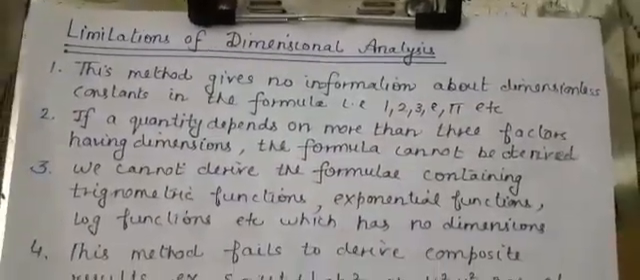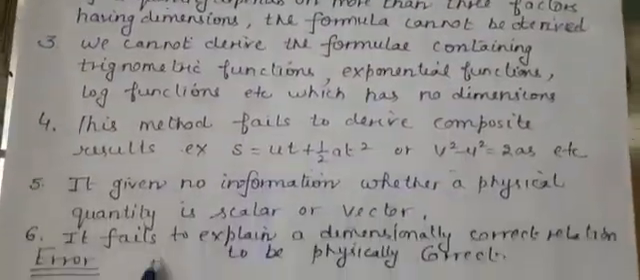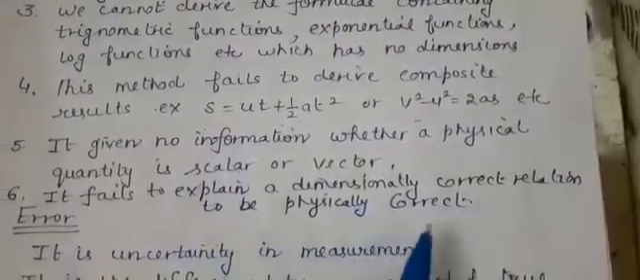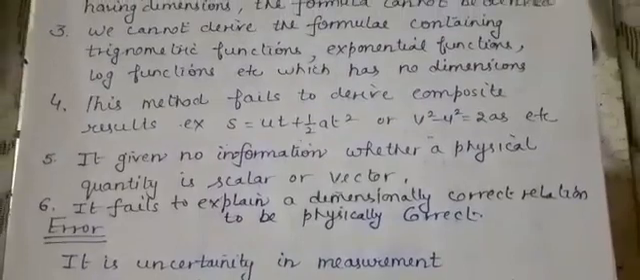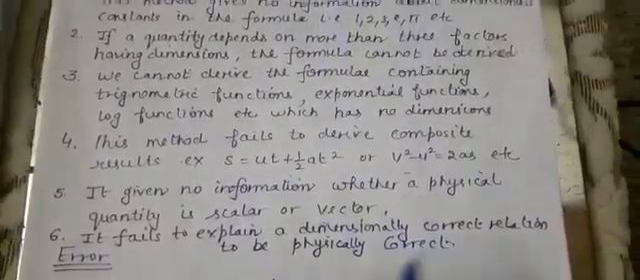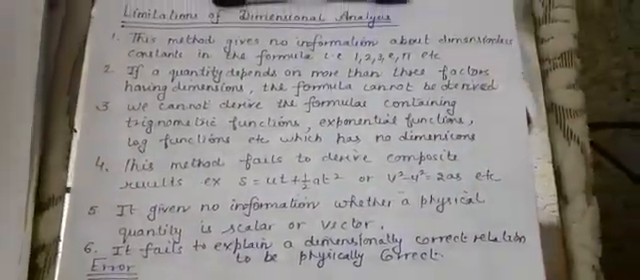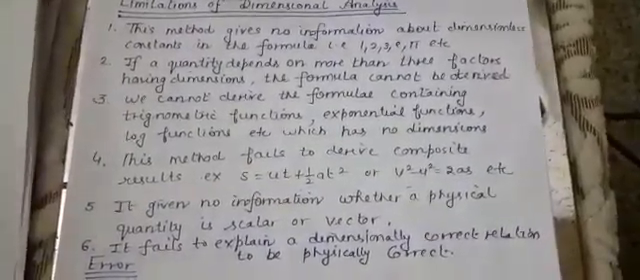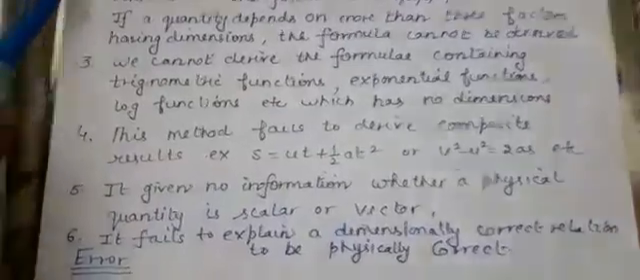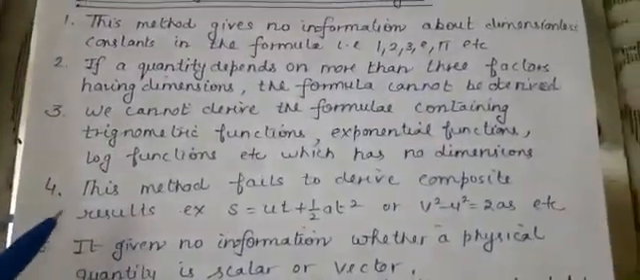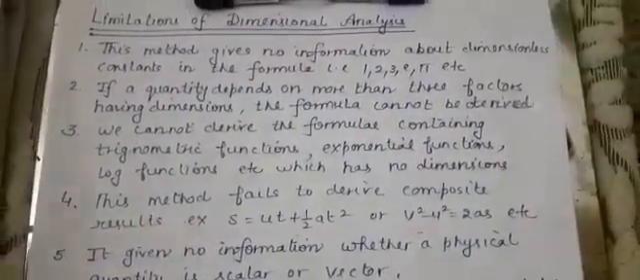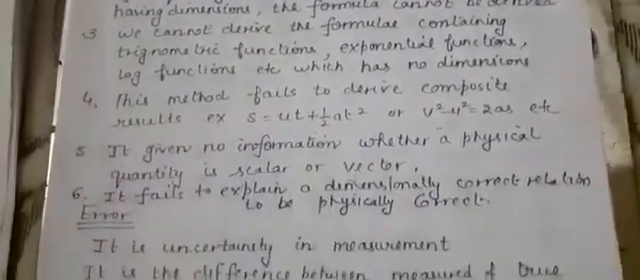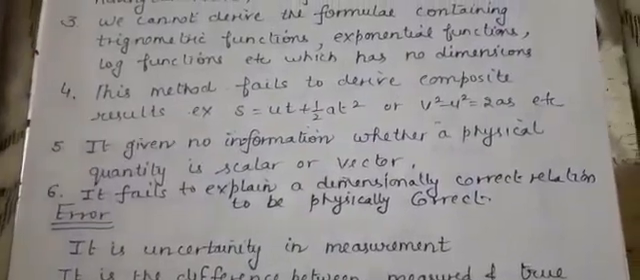I have added that one which I have not written previously: it fails to explain a dimensionally correct relation to be physically correct. So sometimes a question can be there, discuss the limitations of dimensional analysis. Basically when such a question is there, you have to write minimum 4 limitation points. If it is a 2-mark or 3-mark question, then you have to write all the 6 points. So you have to learn all the points carefully.